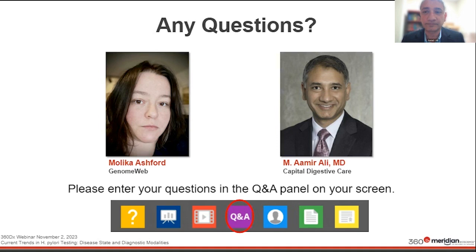We have a lot of questions about molecular tests, which is appropriate for me because I write primarily for GenomeWeb, although I write for 360Dx too. So what's the state of the field in terms of PCR or other molecular tests for this bacteria? As first testing, it's much more expensive than the modalities that are available. So it's primarily a cost issue.